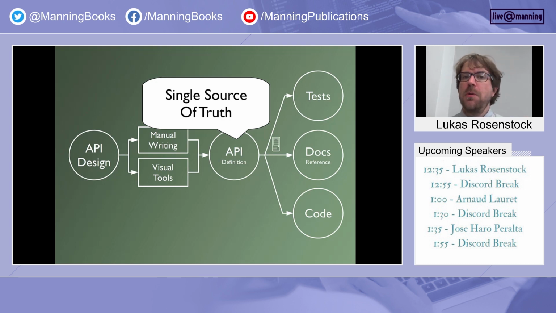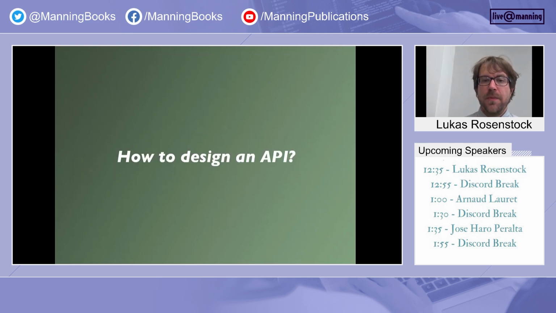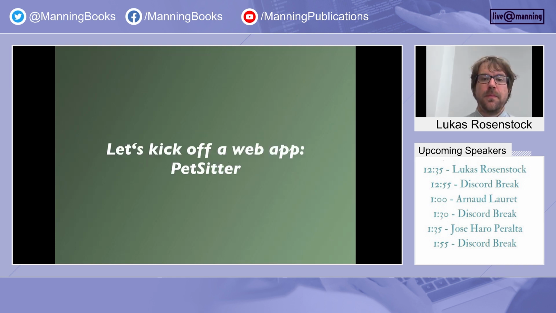Now, if we want to go API design first, maybe the first question that we should look at is, how do we design an API? To use a practical example, we will start with a web application called PetSitter. And that's the example which is taken from our book. And I'm basically presenting you the gist of 2 chapters of our book where we describe this process of starting a project, going API design first.